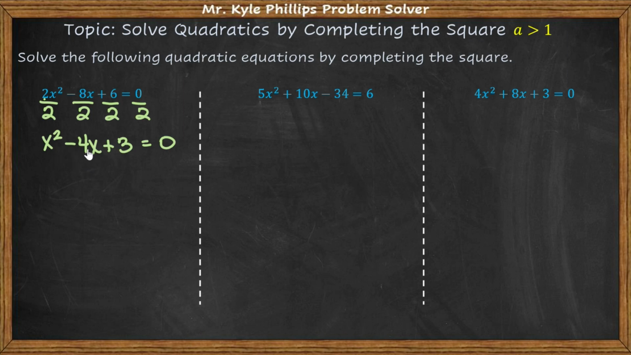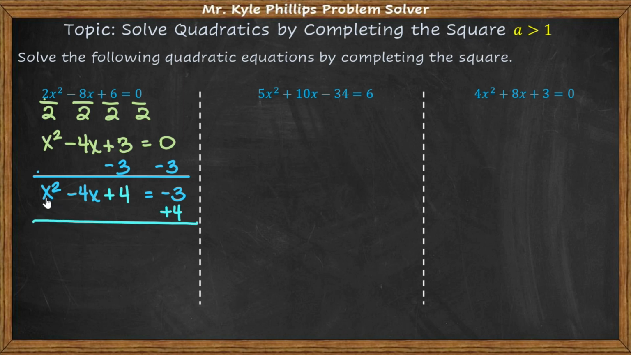So here if I took negative 4 and cut it in half, I get negative 2. Negative 2 squared is 4. I want 4 to be the value of this number, not 3. So we're going to do like we did in prior videos. We're going to move the 3 to the other side. And now we get x squared minus 4x equals negative 3. So here, cut it in half, negative 2, square it, that gives us 4. So we're here going to add 4 to both sides.